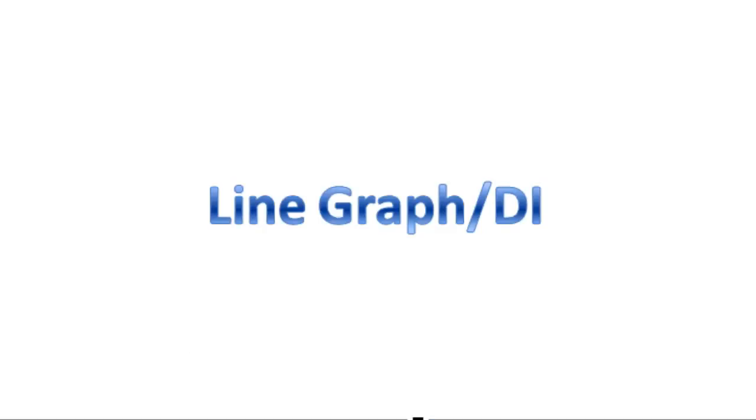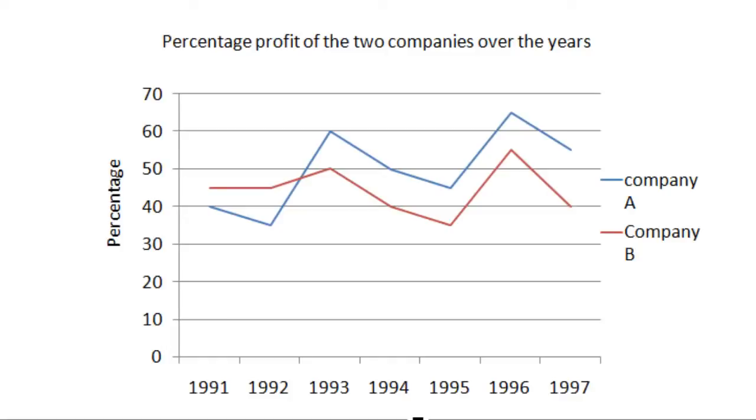And let's see. This is the graph, line graph, as you can see. The percentage profit of the two companies over the years are given, right? This is percentage 70%, 60%, 50%, 40%, and so on. The blue part is company A and the red part is company B. And these are the years, right? 91, 92, 93, and so on.